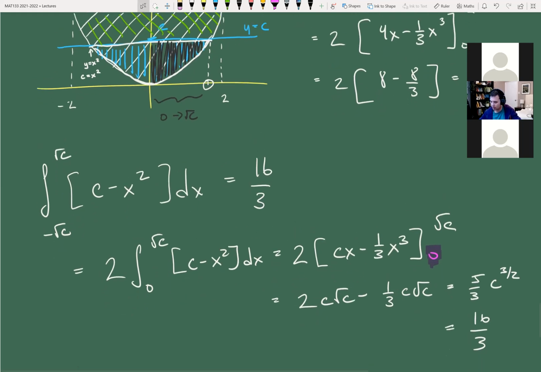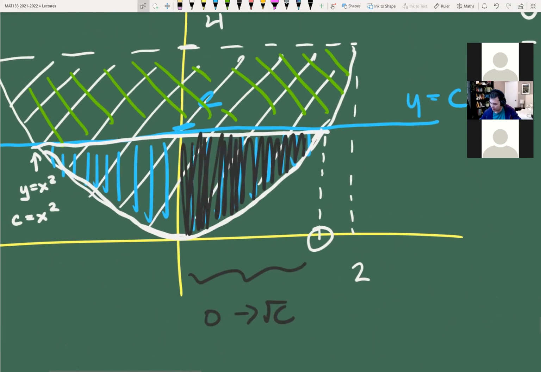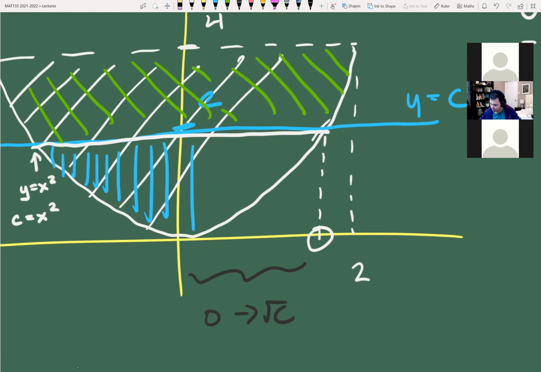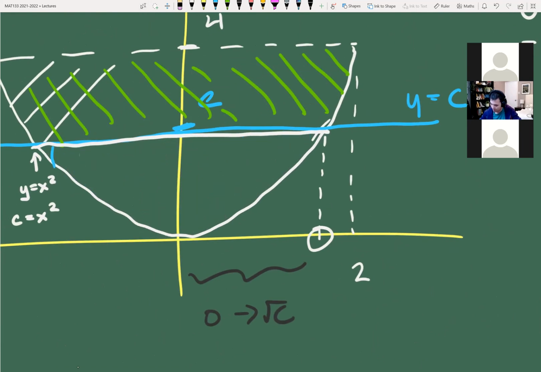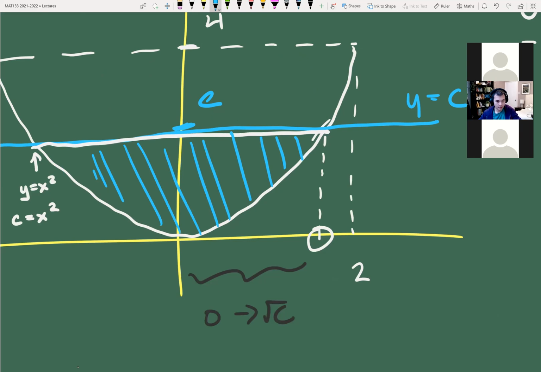C minus x squared? Okay. So let's zoom in on this again, and let me get rid of a bunch of the extra fluff here. Okay, so we're after this area here. Do you agree? Right?